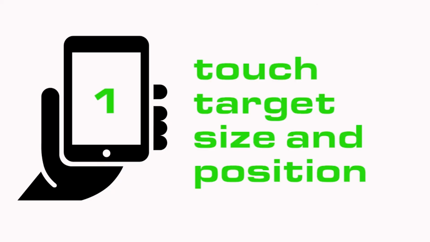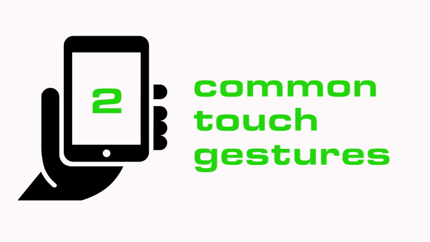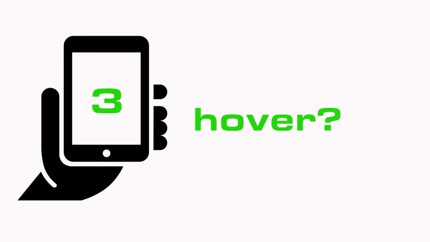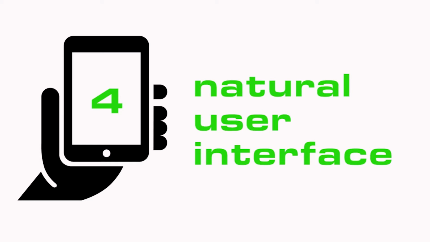Number 1, touch targets need to be appropriately sized and positioned. Number 2, we should be familiar with common touch gestures and how they align with users' objectives. Number 3, what to do without being able to hover over stuff. Number 4, what to do about indirect or natural user interfaces.